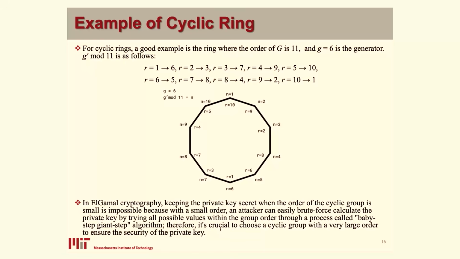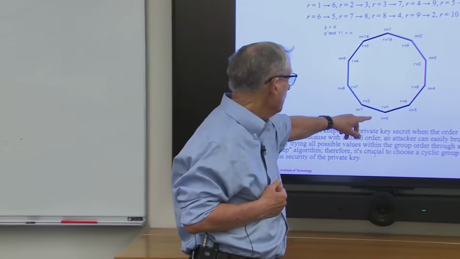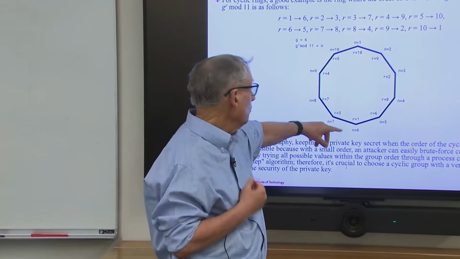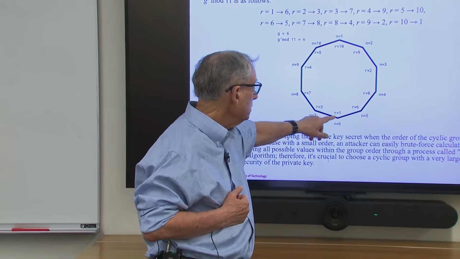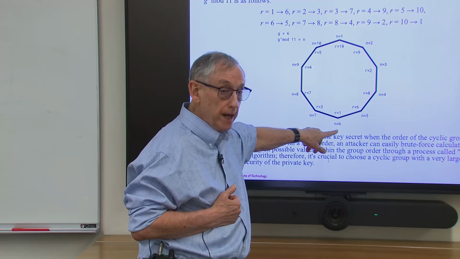So Sam created this example. So this is a cyclic ring. The order of the group is 11. There are 11 elements in this group, including 0. And the generator is 6. And the modulus is 11. So basically, you take 6 and multiply it, don't multiply it, r equals 1, so 6 to the 1 is 6, so you get 6 back.